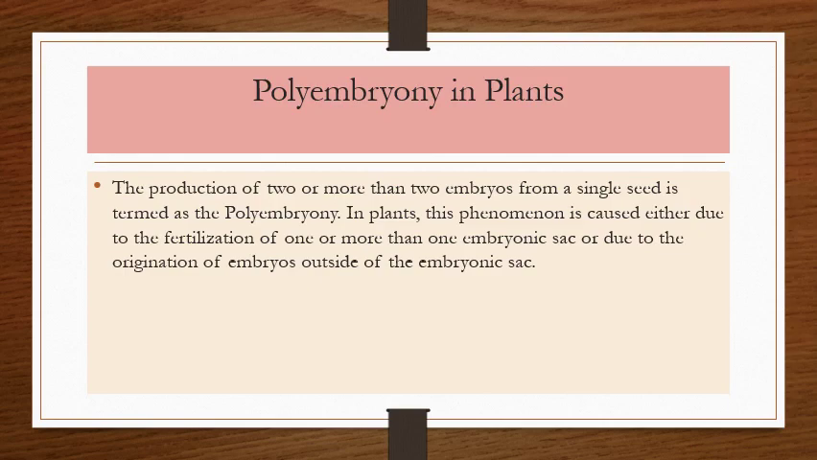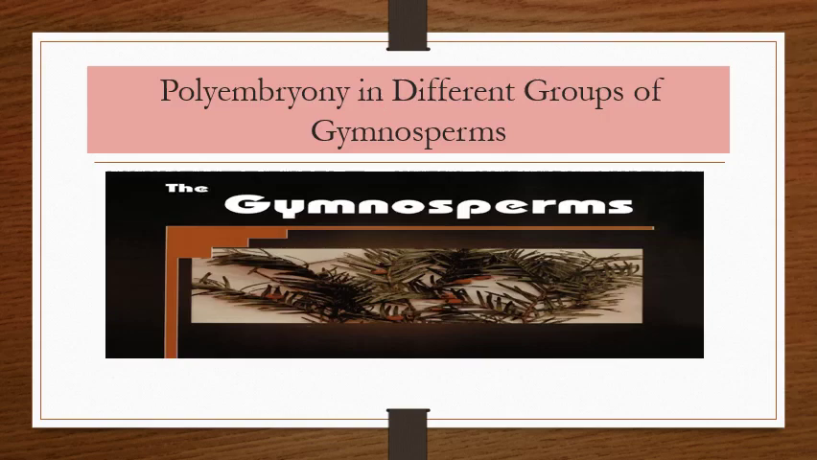To understand the origin and formation of multiple ovules in plants, we will discuss it in angiospermic seeds and gymnospermic seeds to understand their polyembryonic process in this lecture. Let's discuss the polyembryonic process in different groups of gymnosperms one by one in the next slide.